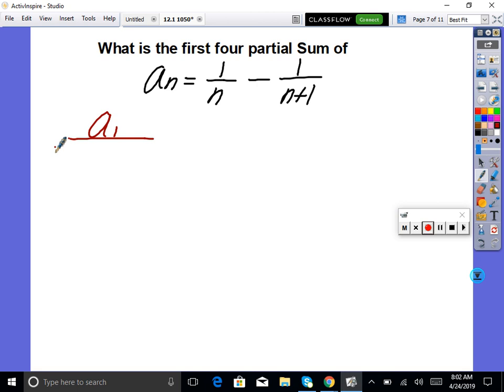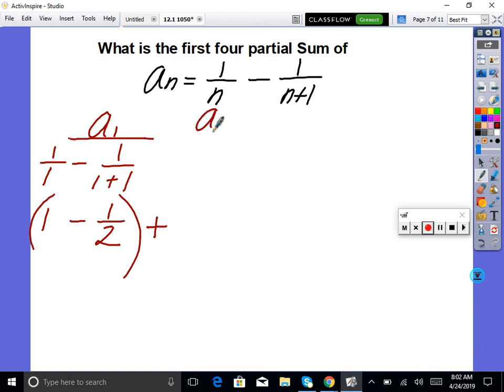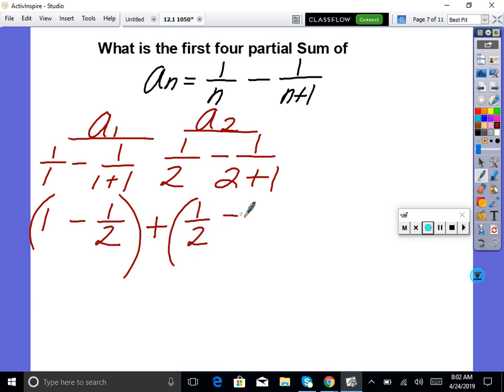So look, that would be 1 over 1 minus 1 over 1 plus 1. I'm only going to show my work this first time because it was confusing for people when I didn't. So isn't that 1 minus 1/2, everyone? Then we're going to add that to our a sub 2. So then we would have 1 over 2 minus 1 over 2 plus 1. I actually showed my work twice. So that would be plus 1/2 minus 1/3.